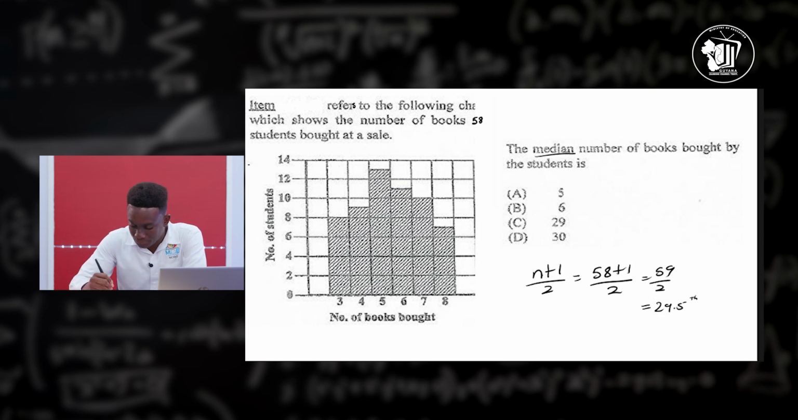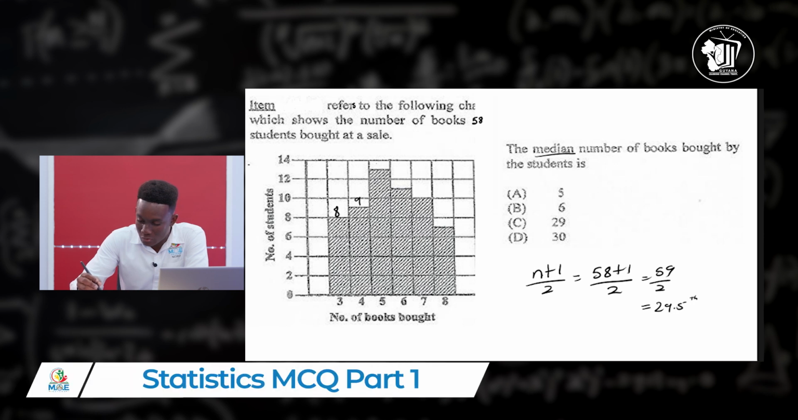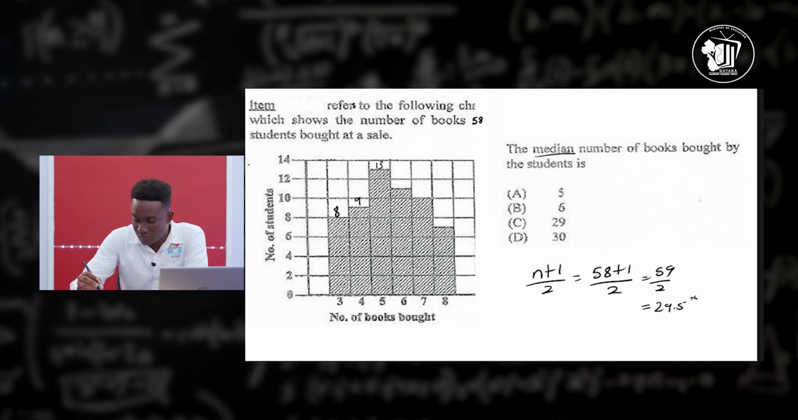So let's see. We start off with 3 books, and we have 8 students. And then we have 4 books, and then we had 9. So 8 and 9 would be 17. So the median is not located here. Then we had 5 books. We see how many students bought those, 13. So 8 plus 9 is 17. 17 plus 13 would give me 30. So I know the median is right here. The median can be found right in 5.